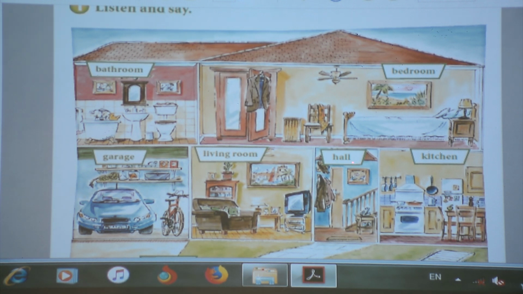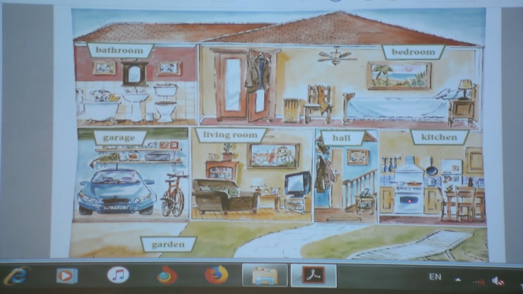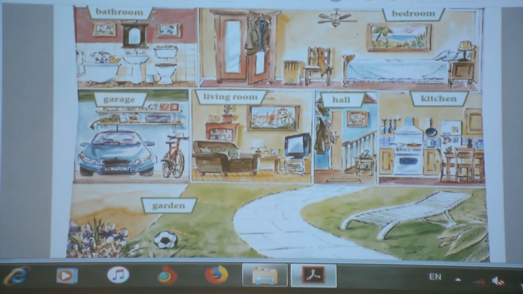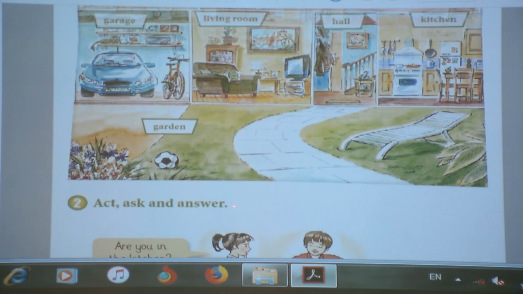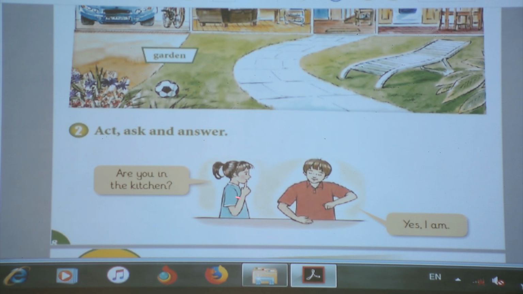Okay. Hall. We have hall. Another part of the house is kitchen. Look here. What is it? It's garden. Okay. These are parts of the house. If you look at the conversation, we have the girl and the boy. The girl said, are you in the kitchen? He said, yes, I am. He's in the kitchen.